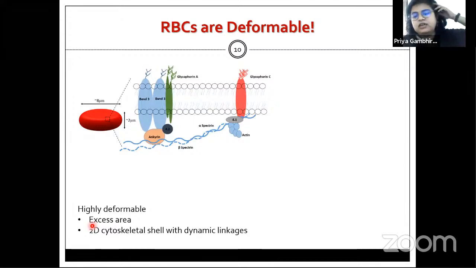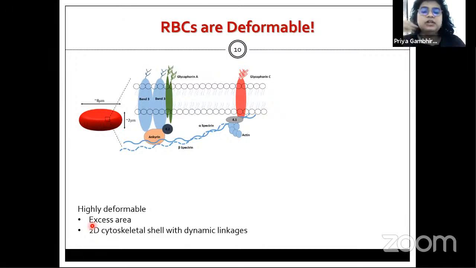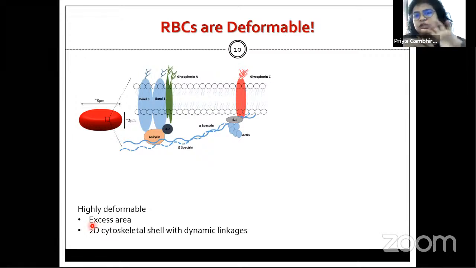If it's a completely inflated balloon, it is much stiffer. You find it much more difficult to push into it or deform it in any way. But as soon as you let out a little bit of air from it, the balloon has excess area for a given volume. That is, it has a lesser volume and it has more area. What that ensures is that you can actually press into it and deform it quite a bit.